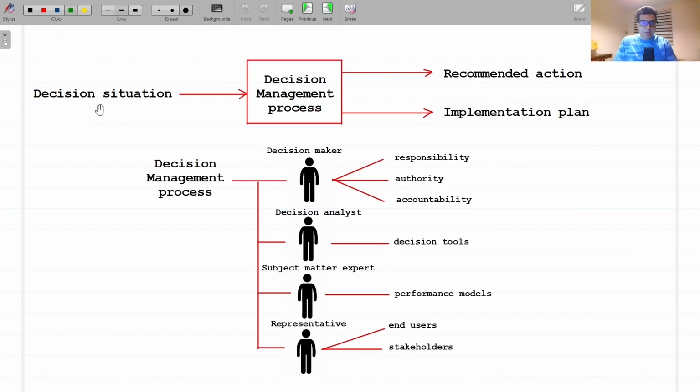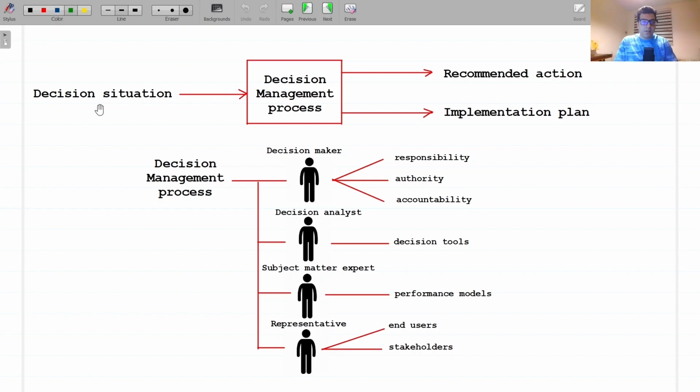The decision management process transforms a broadly stated decision situation into a recommended course of action and associated implementation plan. The process requires a decision maker with full responsibility, authority, and accountability for the decision, a decision analyst with a suite of decision tools, subject matter experts with performance models, and a representative set of end users and other stakeholders. The decision process is executed within the policy and guidelines established by the system sponsor.